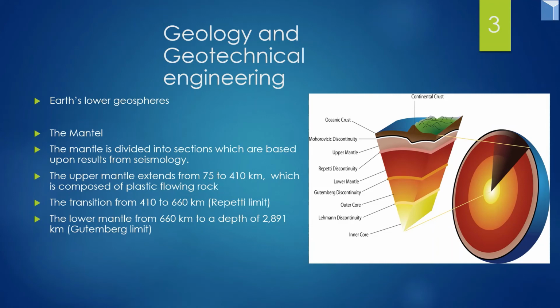The lower mantle extends from 660 kilometers to a depth of 2,891 kilometers, and there is also a transition zone or a boundary or a discontinuity in the seismic waves named the Gutenberg limit, referencing the person who discovered it. It is a scientist called Gutenberg.